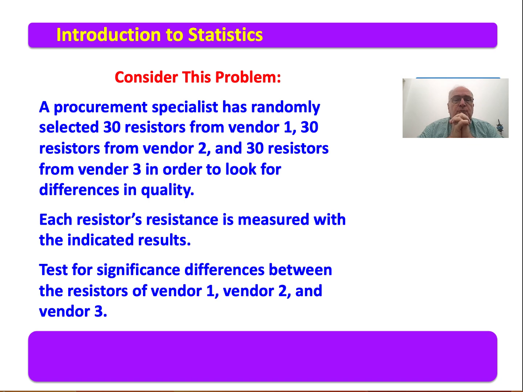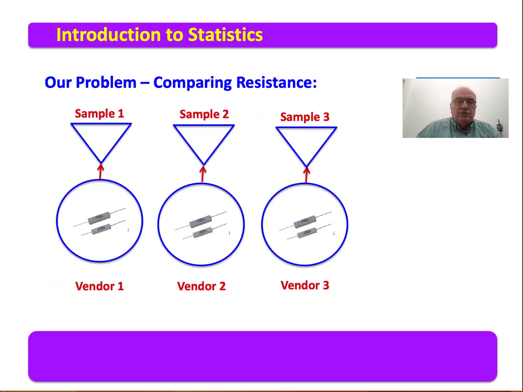Now, consider this problem. A procurement specialist, a purchasing agent, has randomly selected 30 resistors from vendor 1, 30 resistors from vendor 2, and 30 resistors from vendor 3 in order to look for differences in quality. Each resistor's resistance is measured with indicated results, and we test for significant difference between the resistors of vendor 1, vendor 2, and vendor 3. We're going to look to see if those actually differ.